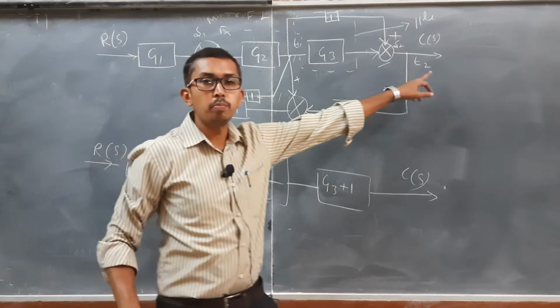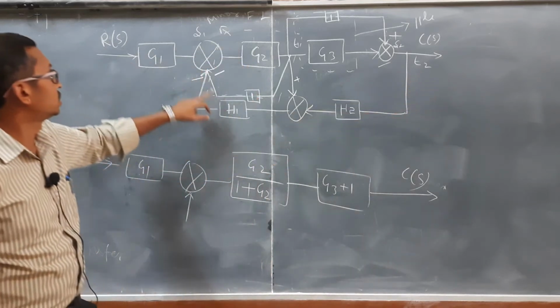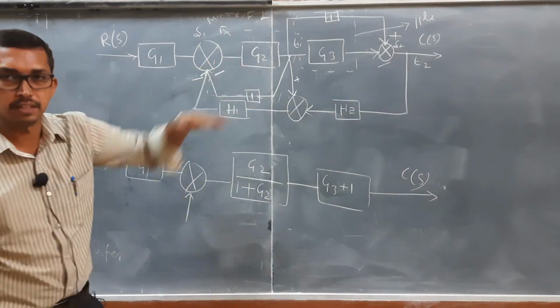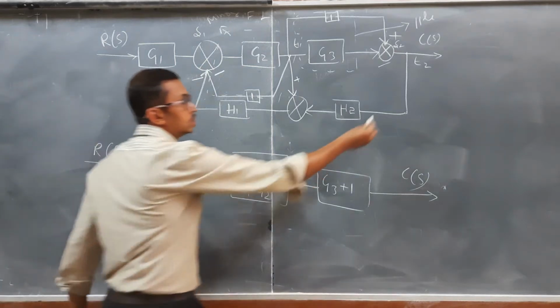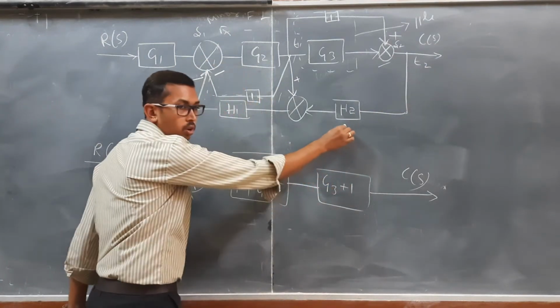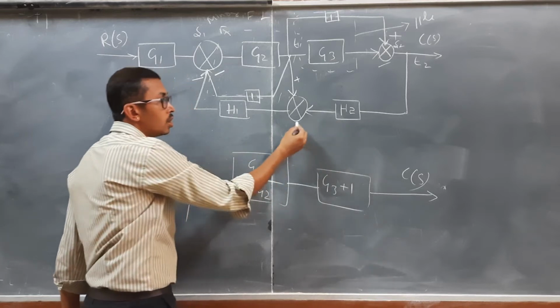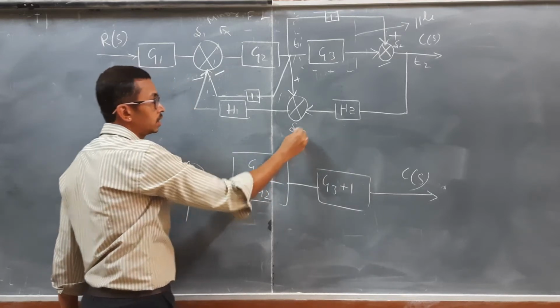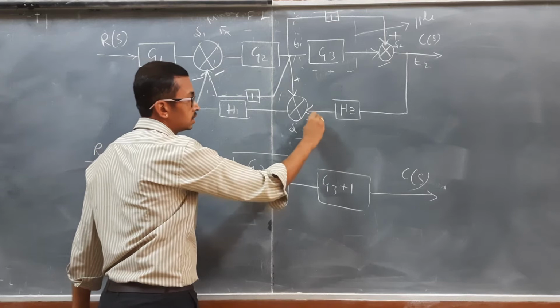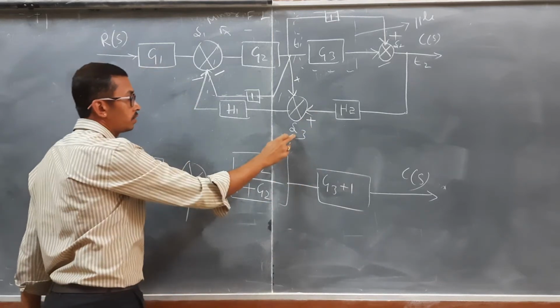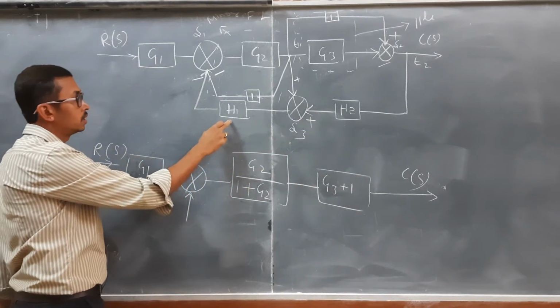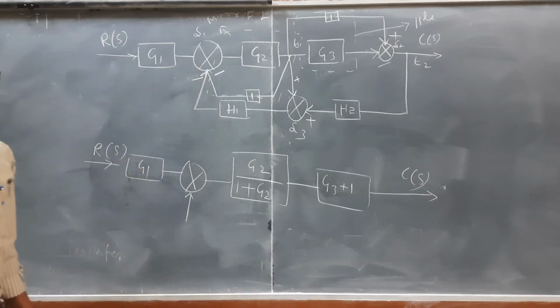From this takeoff point T2 to this summing point 1, there is a path. What is that path? I have H2. I am going to come across H2 after this summing point 3. If nothing is there, then the symbol is plus. After summing point 3, I have H1. Then I am going to this summing point 1.